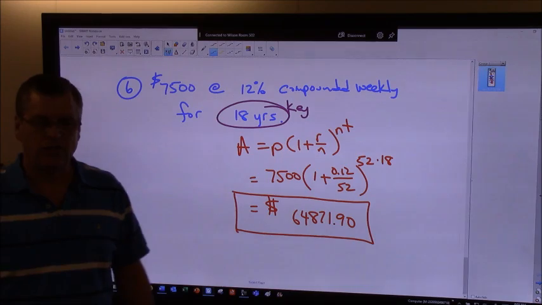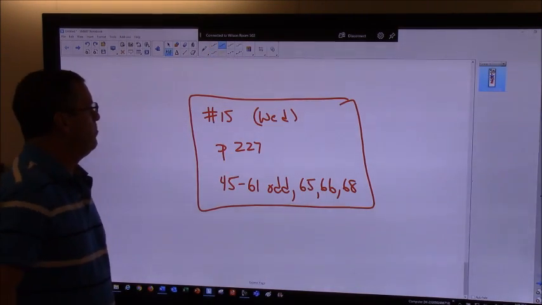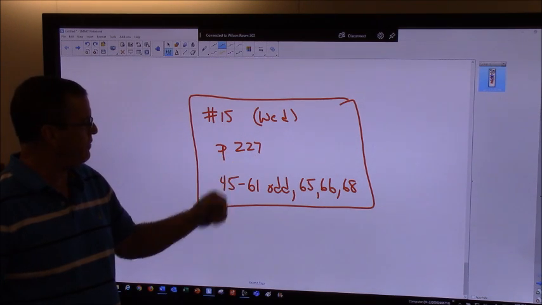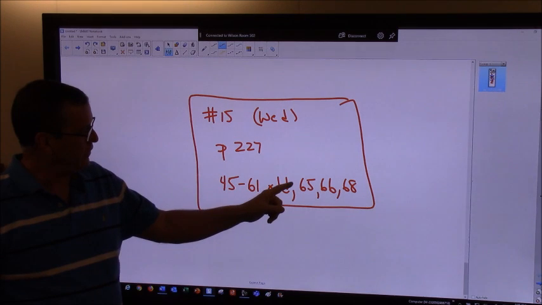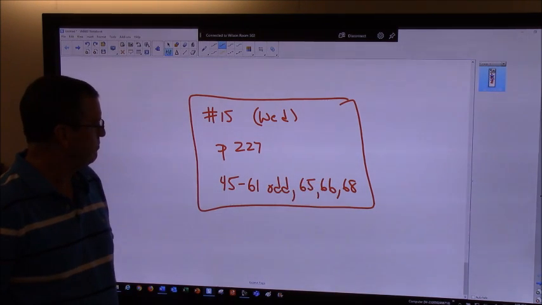All right, let me get you guys a homework assignment. All right, so here we go. This is assignment number 15. This is our Wednesday piece, page 227. We're going to do 45 to 61 odd, and then 65, 66, and 68.